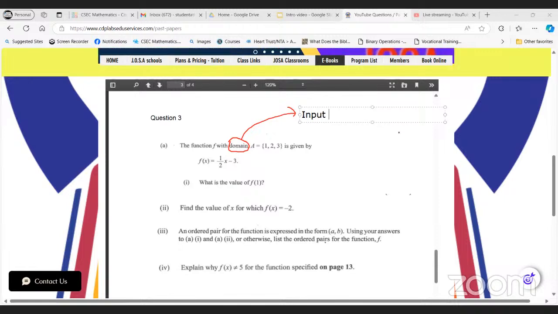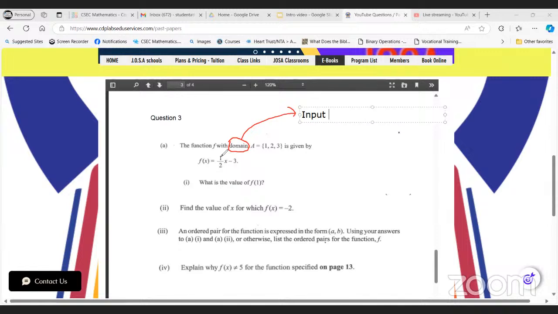Good. So the function f, with inputs that are the x values. You have a set of values in that domain, and they call that set A. There are 3 values, 1, 2, and 3, and the function is given by f of x equals half of x minus 3. All right. Now, for the first question, you have to know what f of x means.